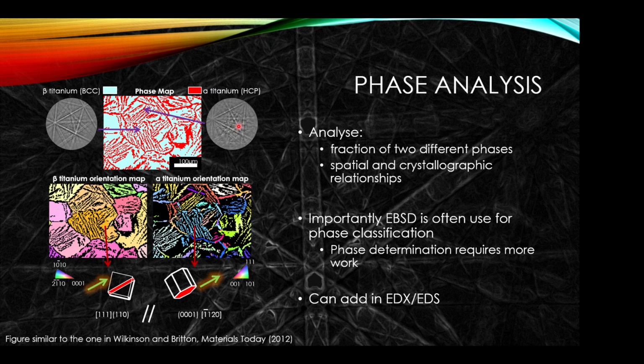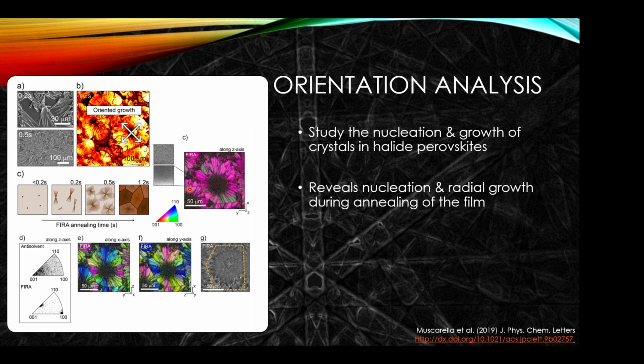Typically in EBSD we'll be doing a phase classification problem, where a priori we will have an idea about the phases that are present and we will test what the best fit is. If we're trying to do a phase determination, that requires a significant amount more work and we have to be very careful about the conclusions that we can make. But this phase classification problem is very easy and very powerful for the technique.